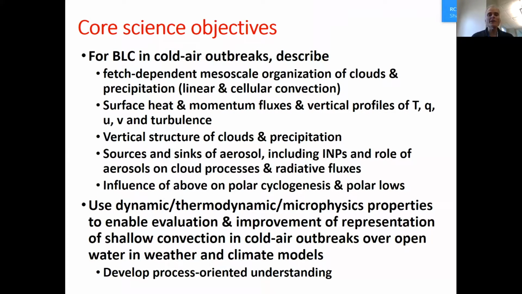So in terms of our core science objectives, we've listed about 4 or 5 different core scientific objectives. So for example, for the boundary layer convection and these cold air outbreaks, we'd like to describe the fetch-dependent mesoscale organization of clouds and the precipitation, and that will be looking at both linear and cellular convection. In order to understand the clouds, we're also going to need to make observations of the surface heat and momentum fluxes, as well as vertical profiles of things like temperature, moisture, horizontal winds, and turbulence. We'll have a number of remote sensors, which will allow us to get the vertical structure of clouds and precipitation.